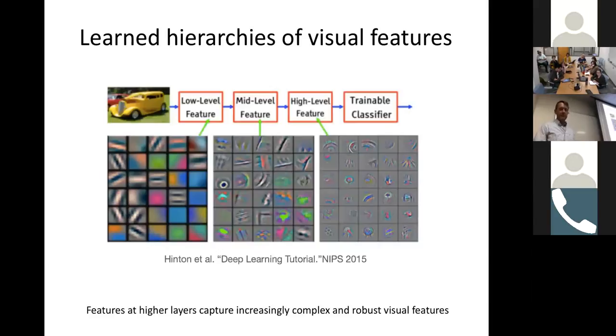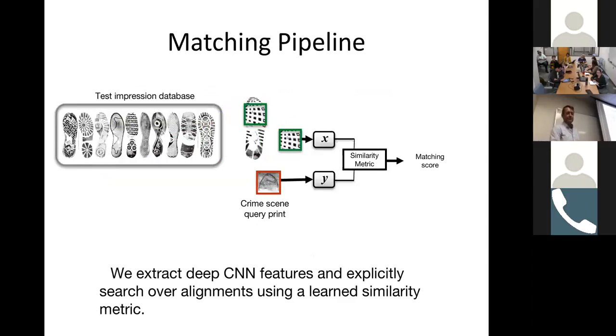So our basic strategy for matching a crime scene query print to a database of test impressions is going to be to search over possible alignments between that crime scene query and a test impression. And given an alignment, we're going to extract these features using the convolutional neural net and then compare them with some similarity metric. And from this, we'll get a score, how similar these are, and attempt to return the most similar test impressions in a database.